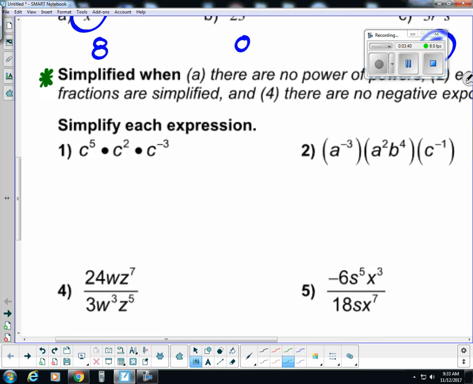Number 1. All right, first of all, I have a negative exponent, and I see my base more than once. So there's a couple things wrong with this. I need to simplify it. One of our exponential rules says when we multiply bases together, and all of my bases are the same, I just need to add my exponents together. So I'm going to add 5 plus 2 plus negative 3. And when I do that, my result is 4. And there's my answer, c to the 4th.